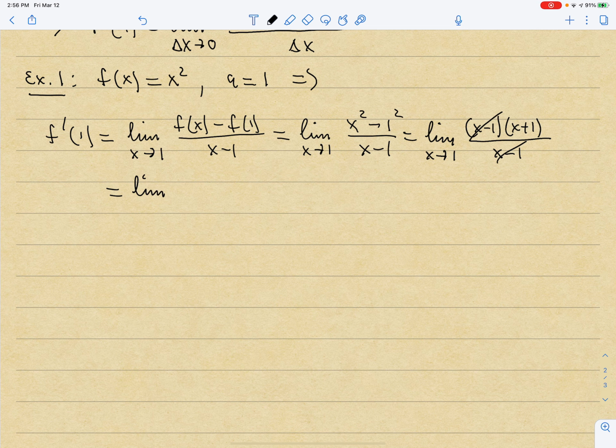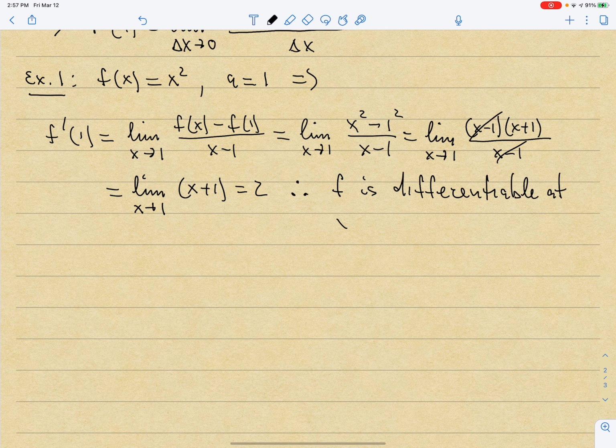This is a limit as x goes to 1 of x plus 1, which is 2, right? So the conclusion is that f is differentiable at x equal to 1, and f prime of 1 is equal to 2.